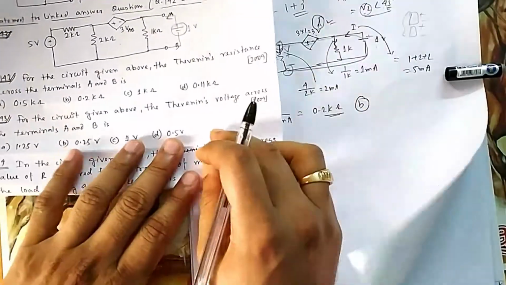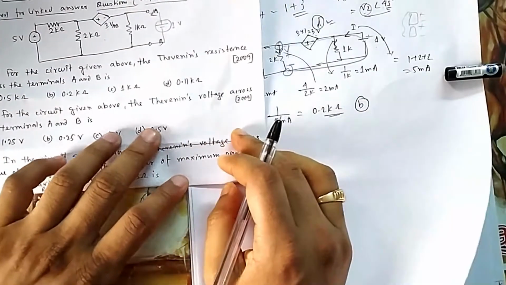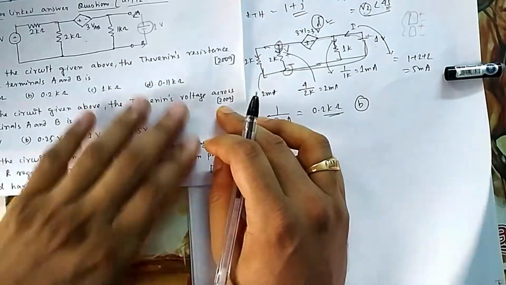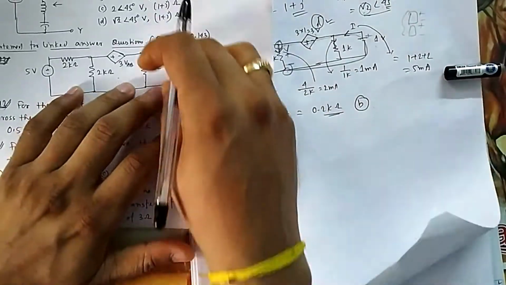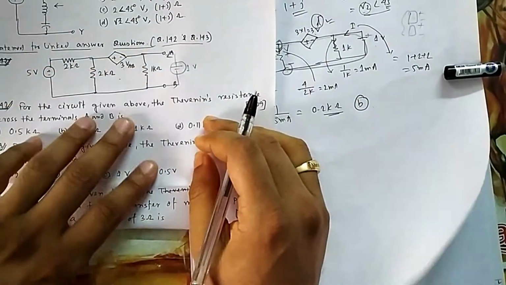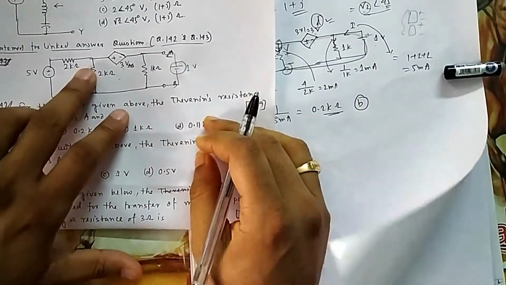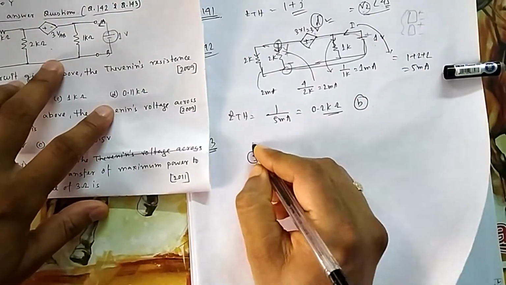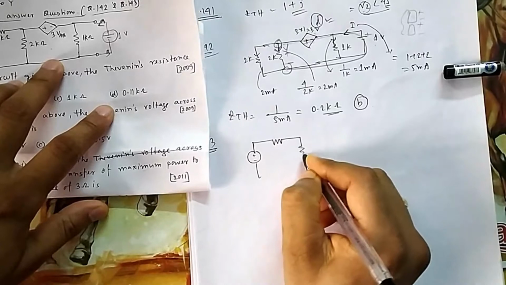In the circuit given above, find the Thevenin's voltage across the terminals AB. Now what will be the Thevenin's voltage across this? For Thevenin's voltage, there is no need to do this one; you just go to the original circuit and see what this Thevenin's voltage will be. This voltage, the AB voltage, they are asking. So for that, if I take nodal, it is required because it will be a super node. Let me give the concept of super node here.